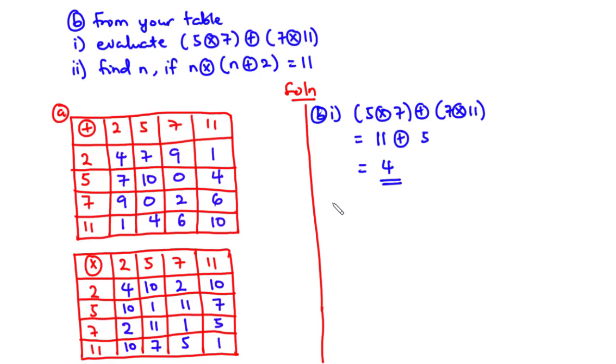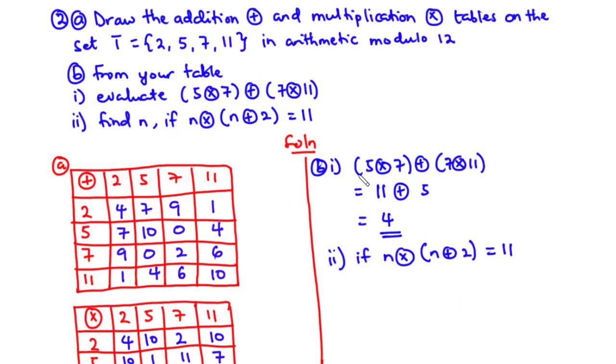Now let's move on to II. We are going to find n if n times n plus 2 is equal to 11. So for this, we are going to investigate or find the values of n that are going to satisfy this equation from the set T. So we are going to put n equal to 2, 5, 7, and 11 to determine which of them will satisfy this equation.